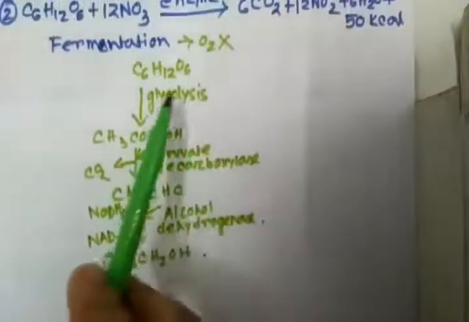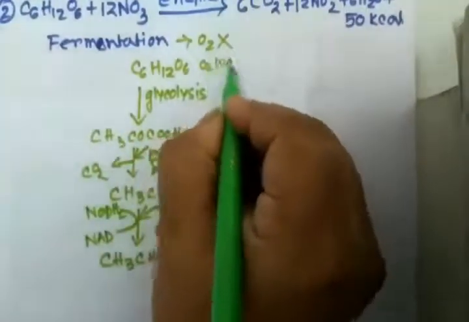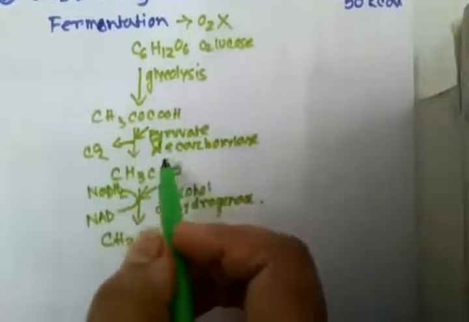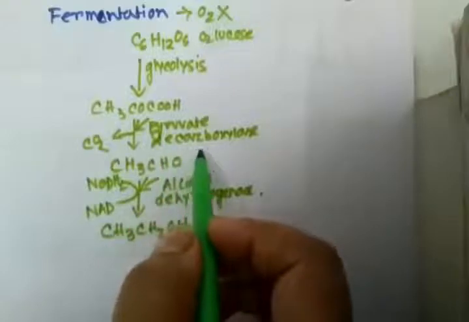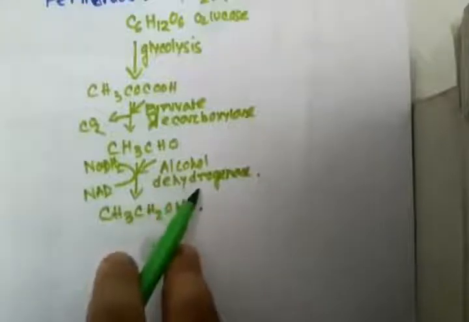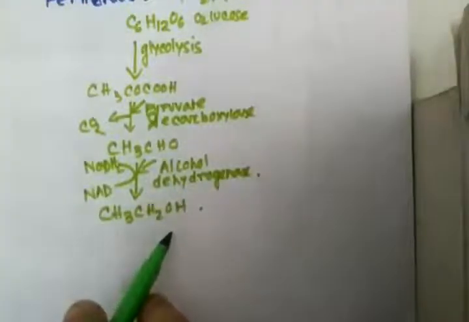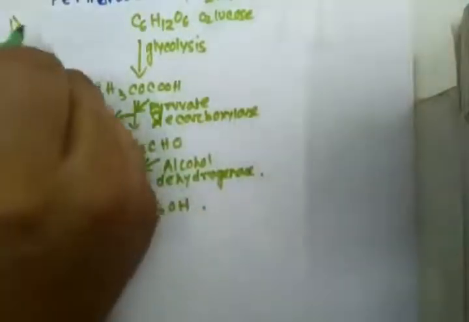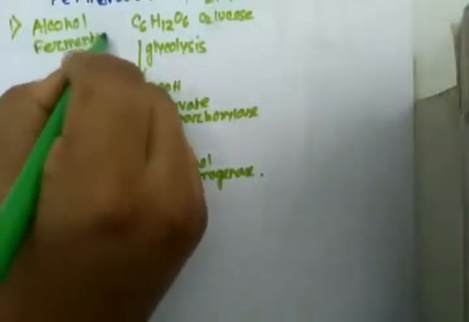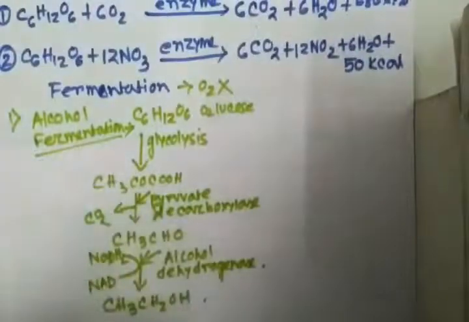So fermentation is a big process. In this process, the glucose molecule, with the help of glycolysis, will form pyruvic acid, and in the next step, with the help of the enzyme called pyruvate decarboxylase, it will release the carbon dioxide and aldehyde will be formed, and in the next step another enzyme is required, that is called alcohol dehydrogenase, and in this process we will get the ethyl alcohol. This process of fermentation is called alcohol fermentation, as we get the alcohol.